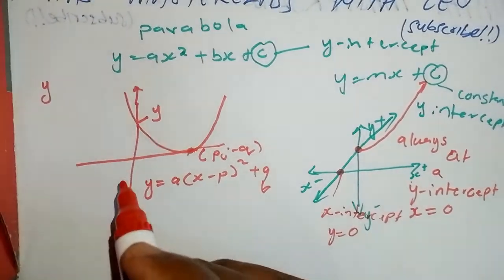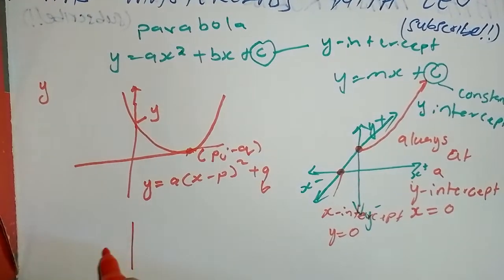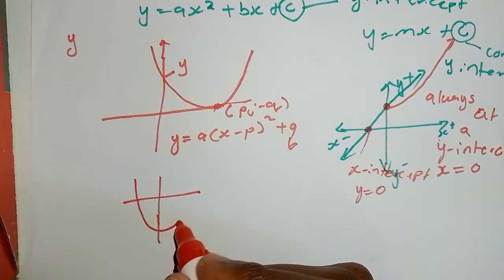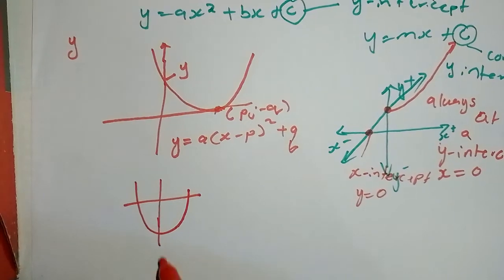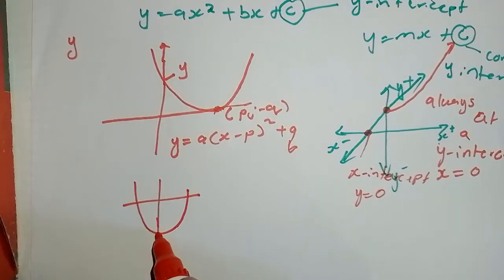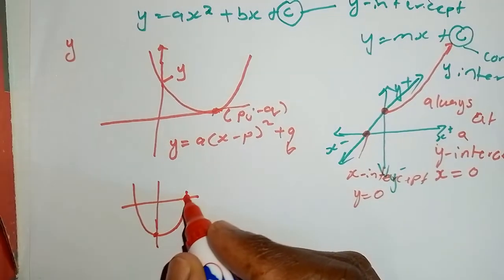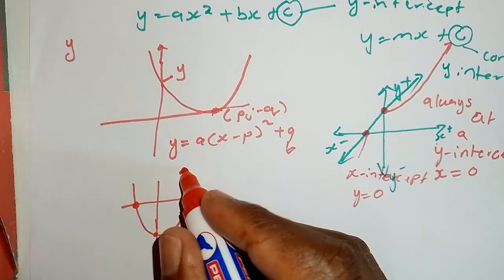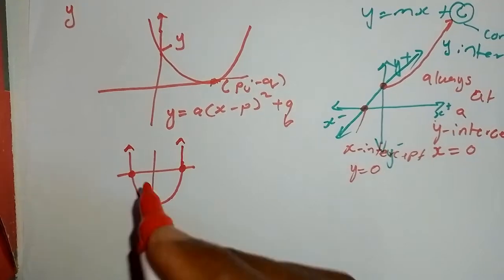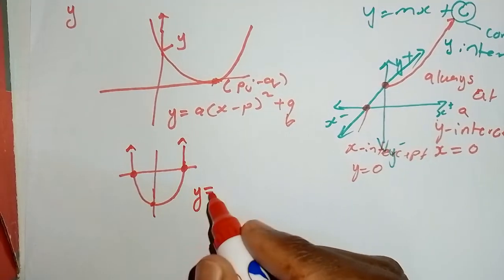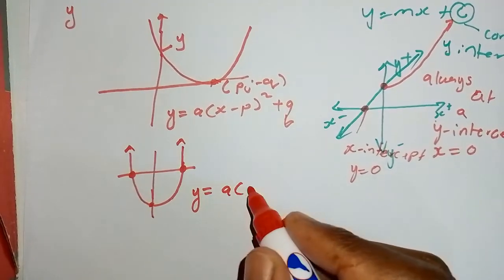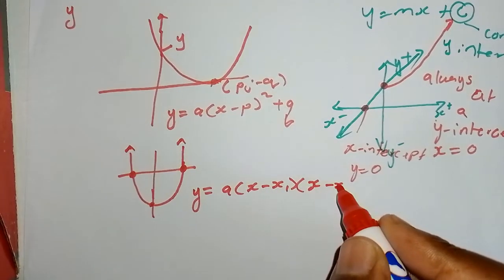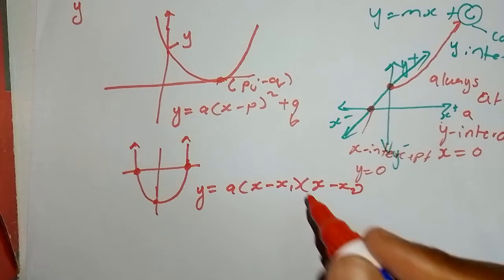Now, you have a graph like this. You are not told the turning point, but you know this point and this point, those two points. You can use this equation: y equals a into x minus x1, x minus x2.